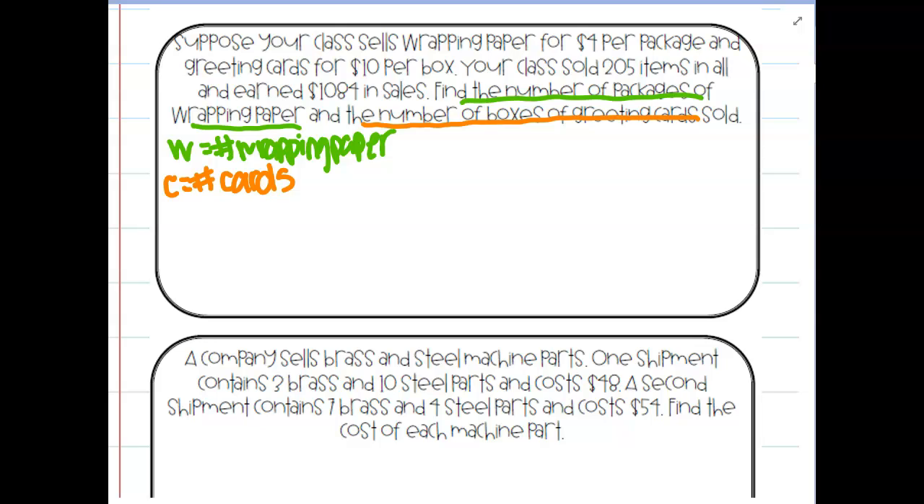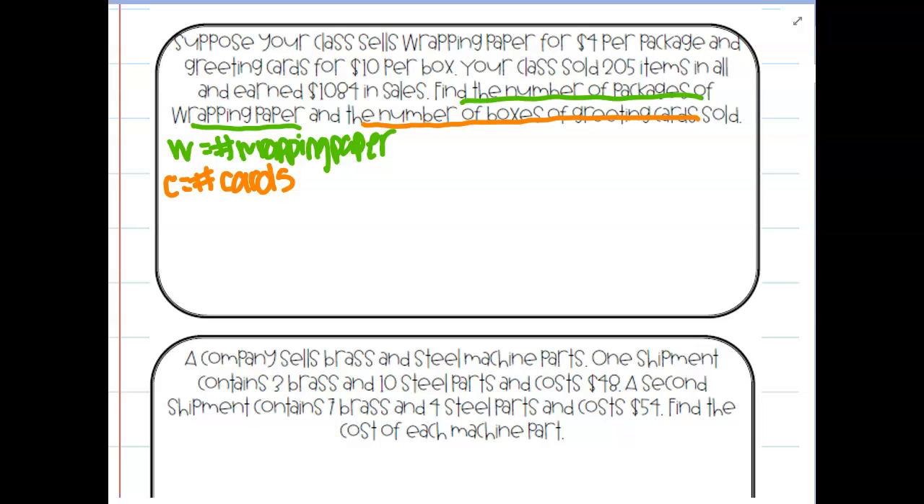Okay, next thing, I have my two variables, W and C. W for the number of wrapping paper, C for the number of cards. Now I need two equations using W and C. So we're going to go back to the problem and reread it and see if we can find out how to write an equation. Okay, so suppose your class sells wrapping paper for $4 per package, greeting cards for $10 per box.